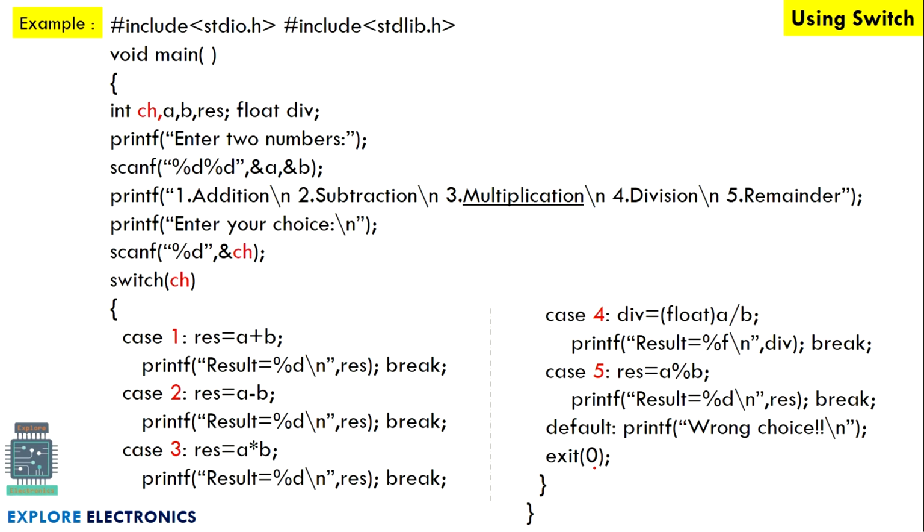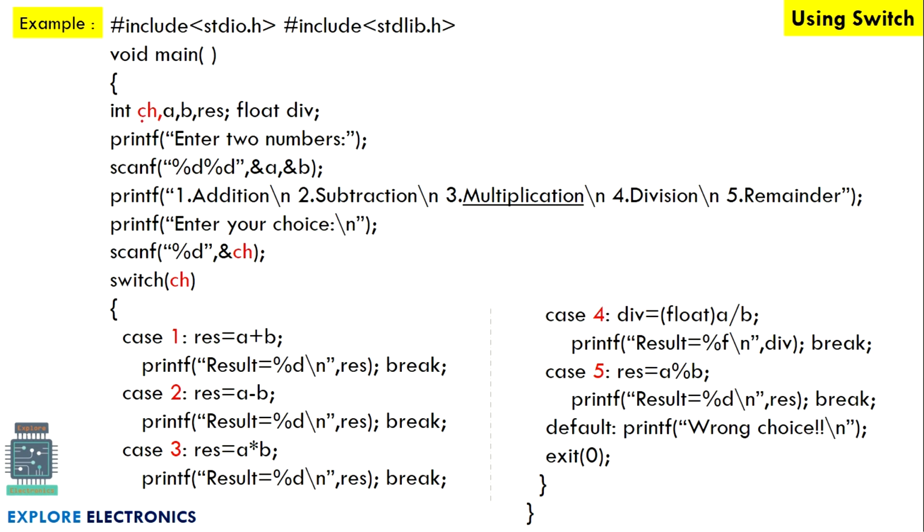Let's take a small example and understand how to write a switch case statement. Here we have a program in which we are giving the user the option to perform any of these arithmetic operations. The user can perform addition, subtraction, multiplication, division, or find the remainder. So how do we write it?